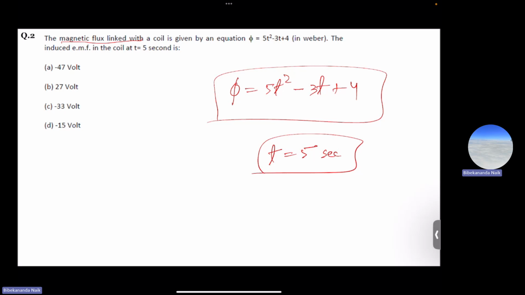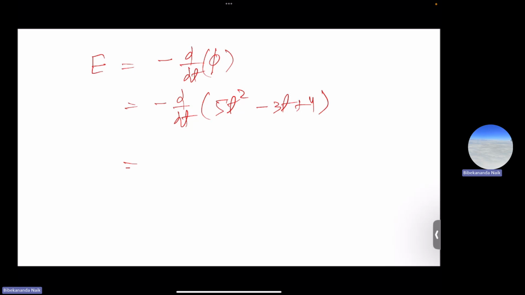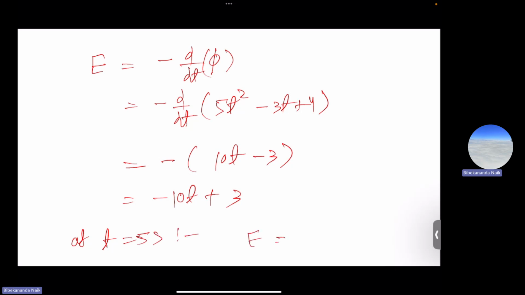As we know, the EMF is given by the formula E equals minus d by dt of phi. Phi is 5t square minus 3t plus 4. That implies this is minus of 10t minus 3, which is minus 10t plus 3. At t equals 5 second, E is minus 10 into 5 plus 3.